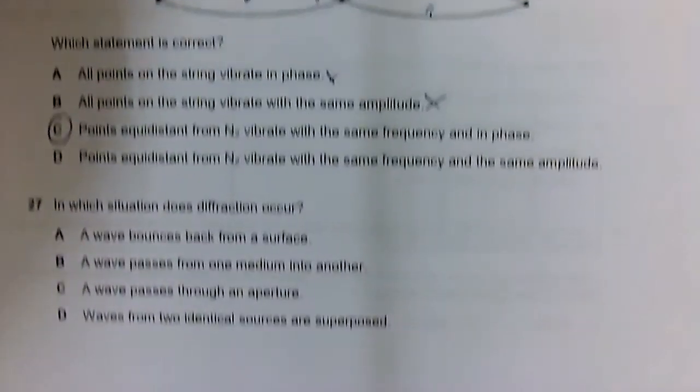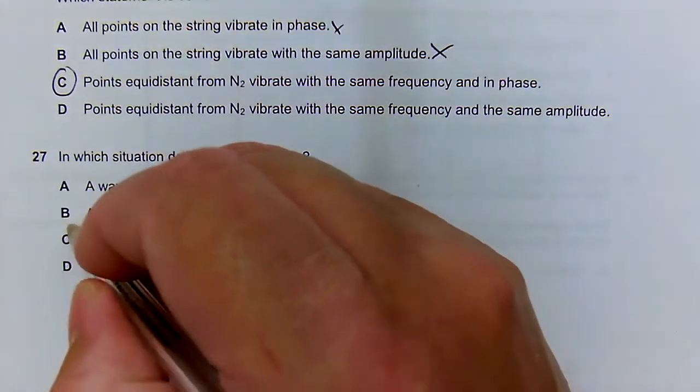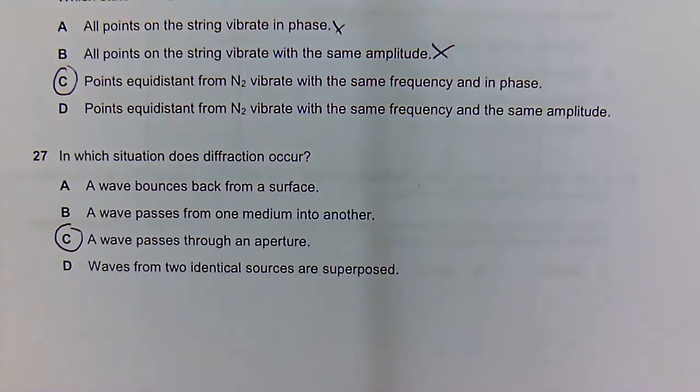So number 27, in which situation does diffraction occur? Diffraction occurs when a wave passes through a gap. So the answer is C.